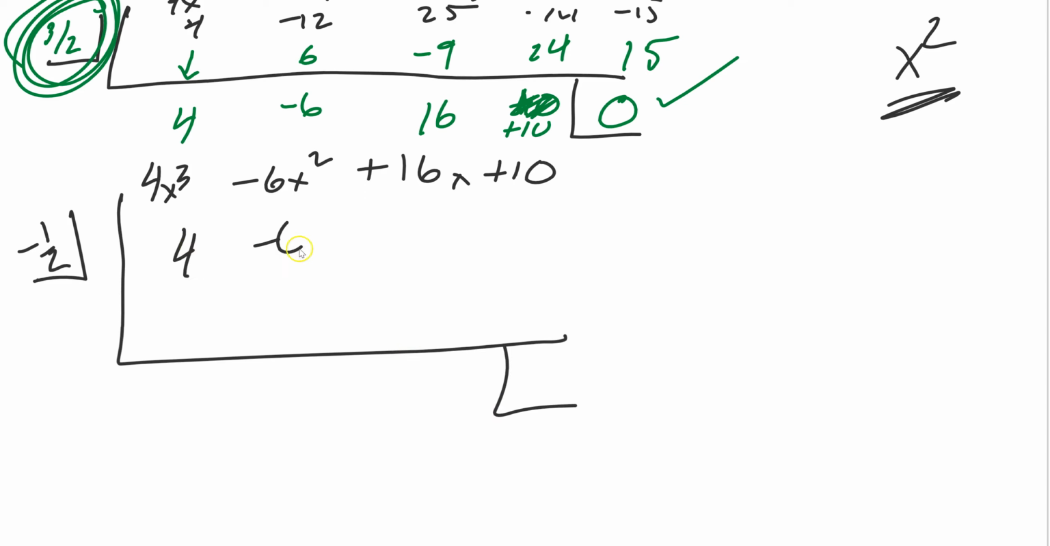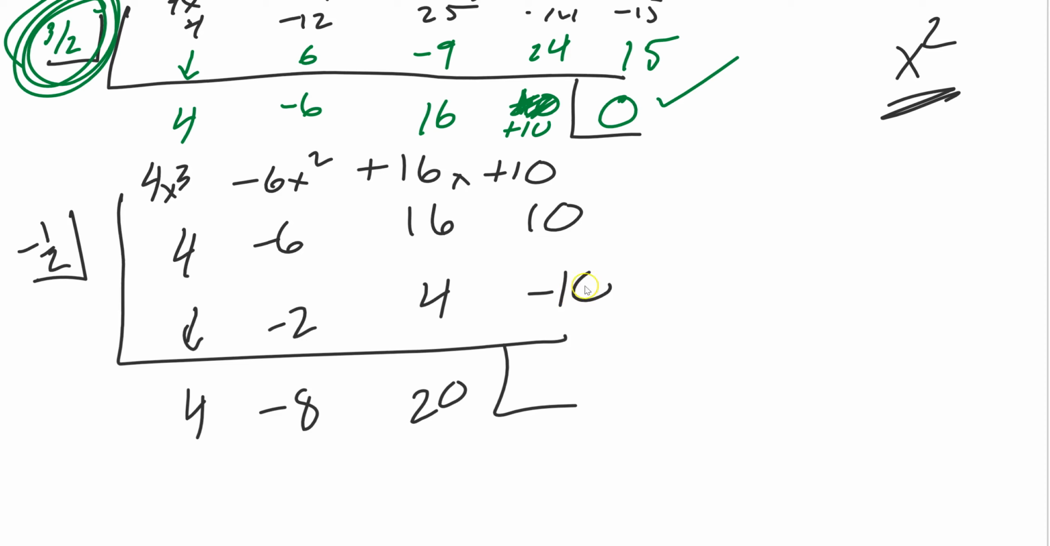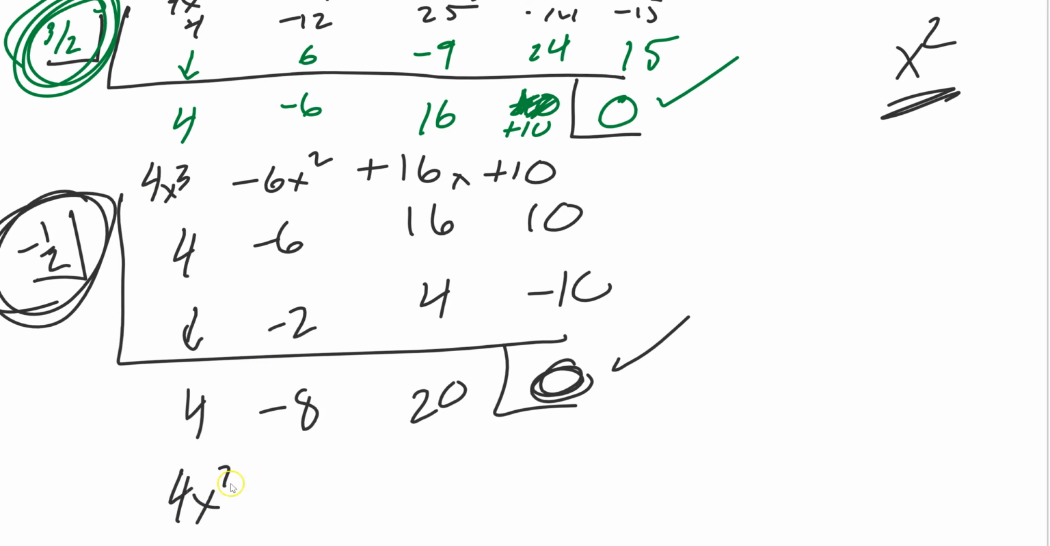So 4, negative 6, 16, and 10. Bring the 4 down. Multiply across, so I get negative 2. Add down, negative 8. Multiply across, I get positive 4. 20 times I get half. Negative 10, another 0. Rolling. So now we found 2 solutions, 3 halves and negative 1 half. This was x cubed, so I have 4x squared minus 8x plus 20 equals 0. We got to solve this again.